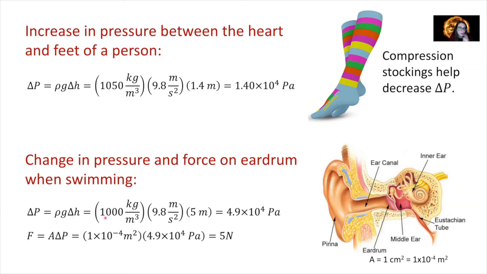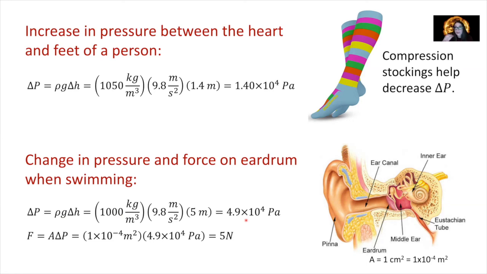Okay, so we've got the density of water, 1,000 kilograms per meter cubed times 9.8 meters per second squared times, let's say we've taken a dive to a depth of 5 meters below the surface of the ocean. And in that case, the pressure difference on our eardrum is 4.9 times 10 to the 4 pascals.